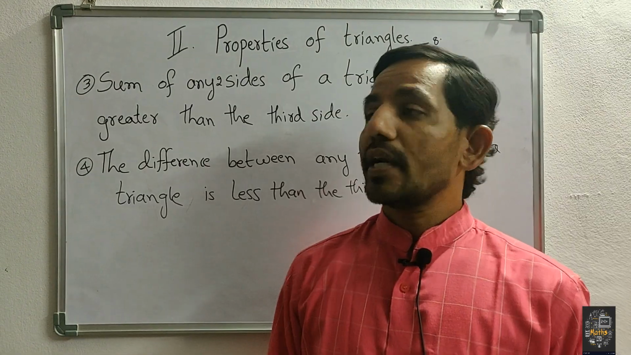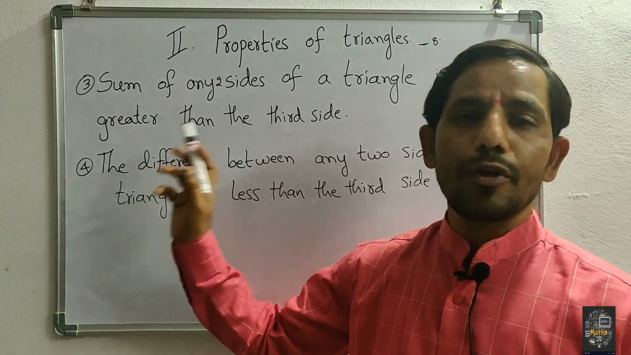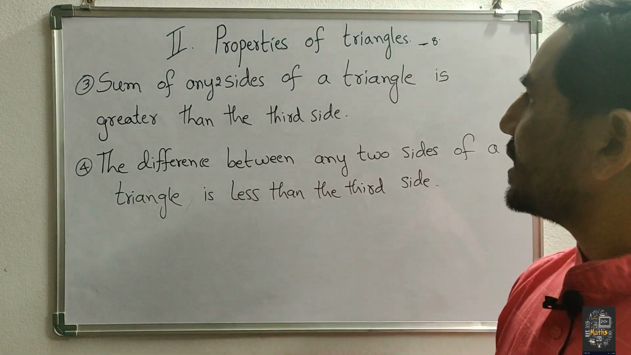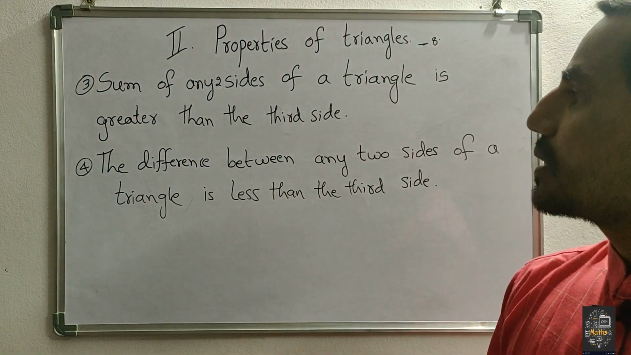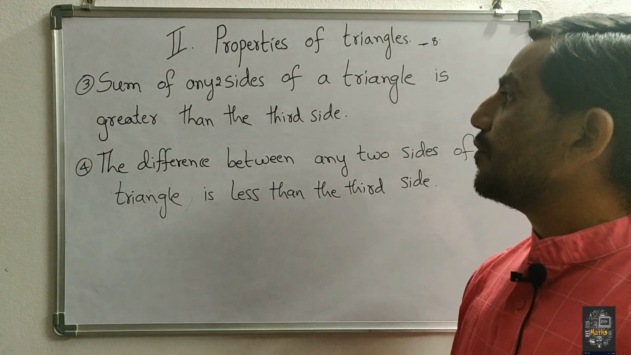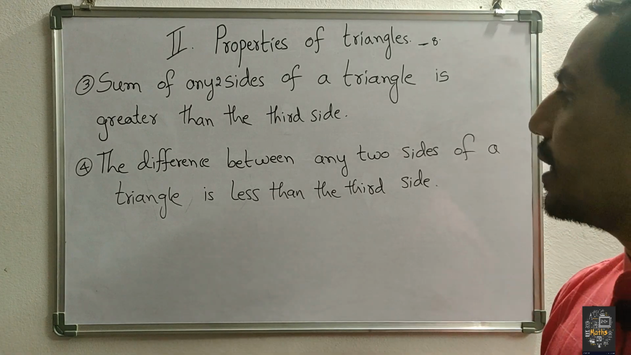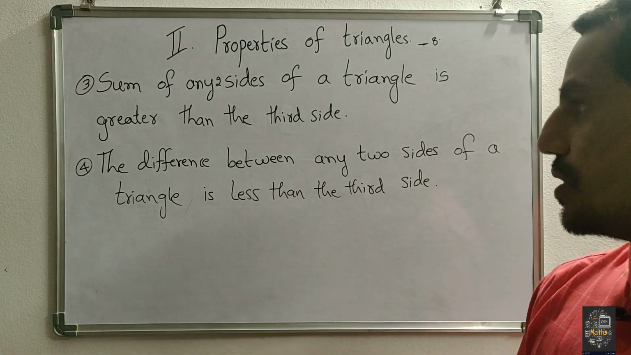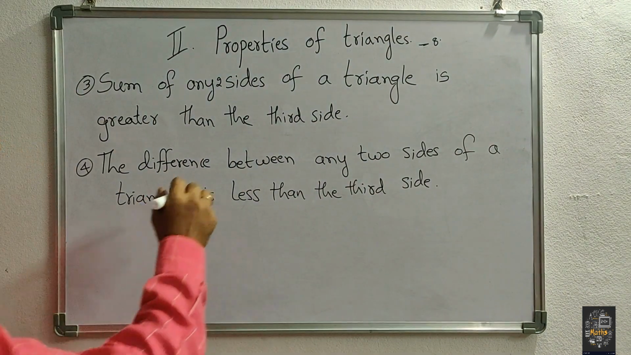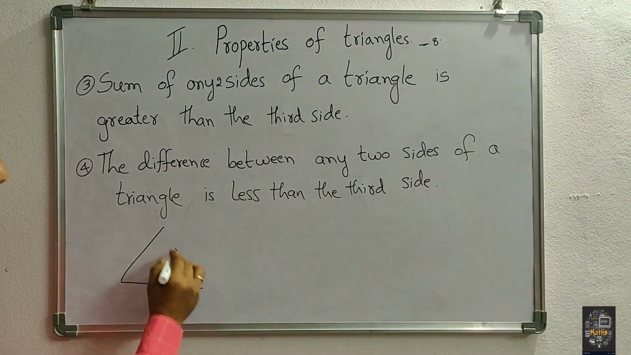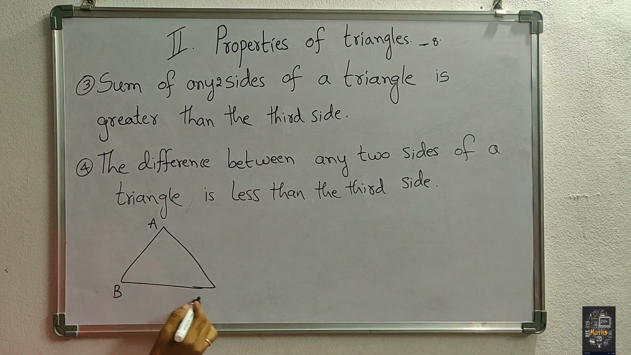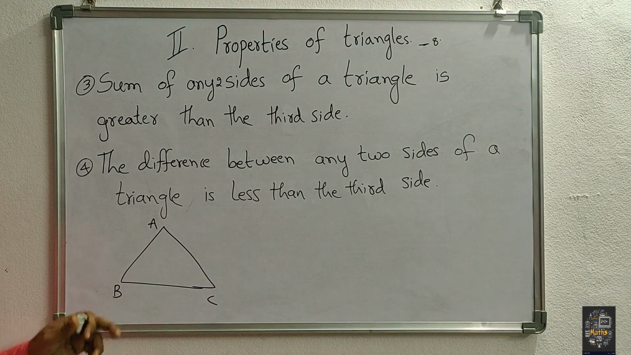Okay, continuing with the third point and fourth point. Third one: the sum of any two sides of a triangle is greater than the third side. Once again, the sum of any two sides of a triangle is greater than the third side. I will take the diagram. This is the triangle ABC. What is the condition?